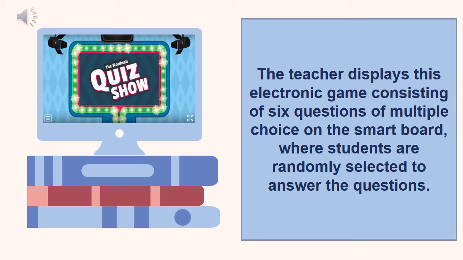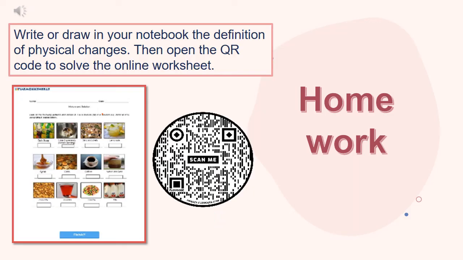So after completing this instructional game, the teacher asked the students to finish the 3rd column of the KWL strategy table that said what I learned. As for the homework, write or draw in your notebook the definition of physical change. Also, they will have to open the QR code to solve the online worksheet. So here we apply the connectivism theory of George Siemens through using the electronic online game for the closure activity and through using the QR code for the homework.